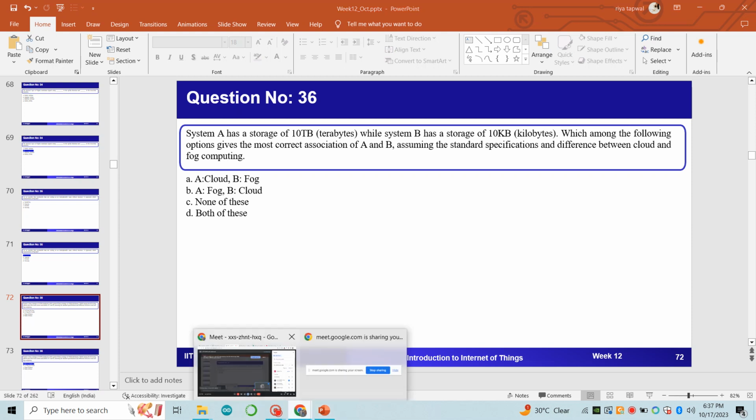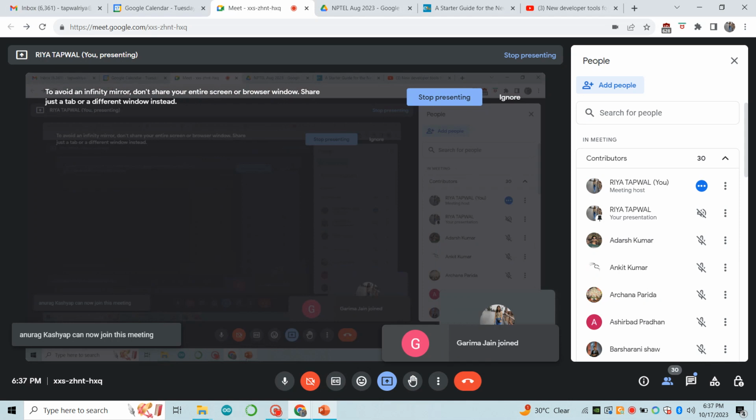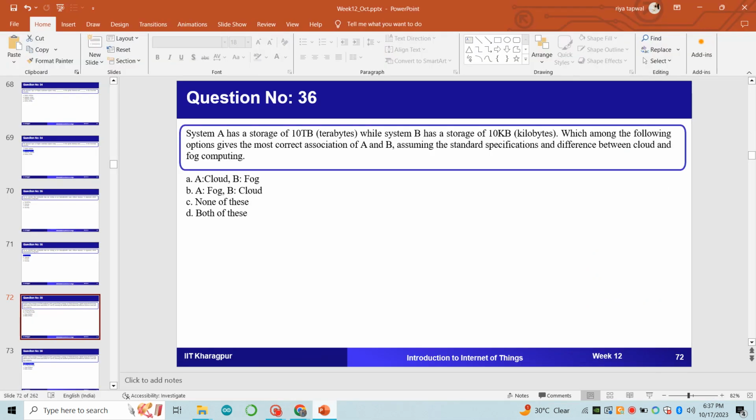Option A, cloud and B fog, right? Because the storage for A is 10 terabyte, which is greater compared to the storage provided by B, that is 10 kilobyte. So it's A.